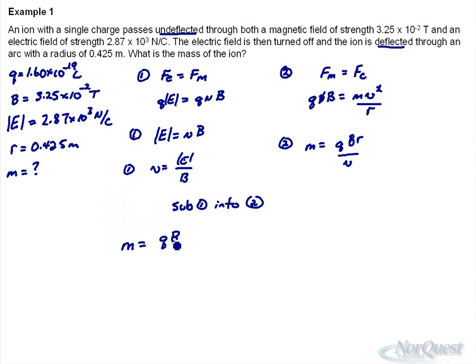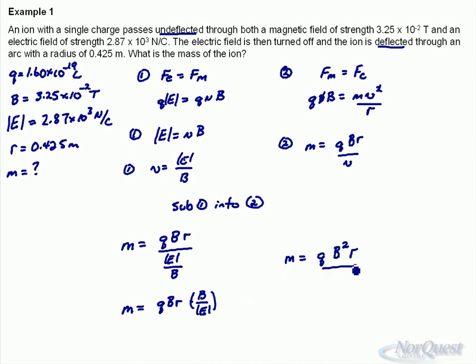So it's QBR divided by V, which is electric field over magnetic field. Now remember, when you divide by a fraction, it means to multiply by the reciprocal. So it's actually QBR times B over electric field. So my final formula, and then I'll do my substitution on the next slide, is QB squared R over electric field.